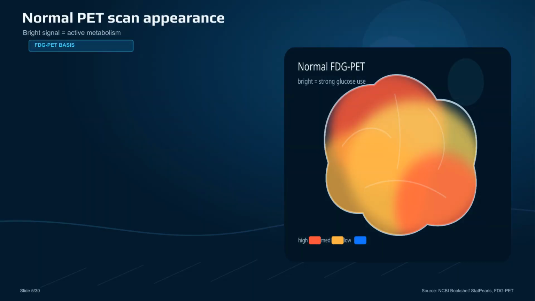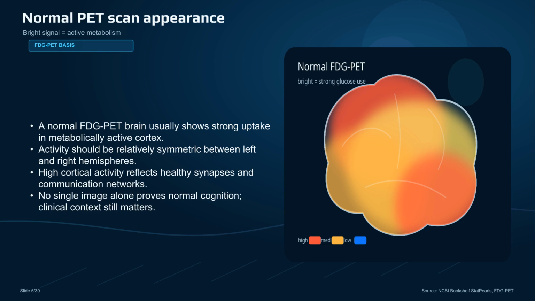A normal FDG PET brain exhibits strong and relatively symmetric uptake in the active cortex. This high cortical activity indicates healthy synapses and communication networks, though clinical context remains essential.